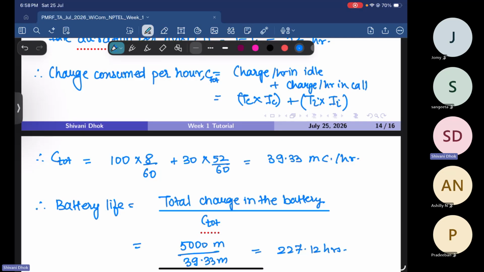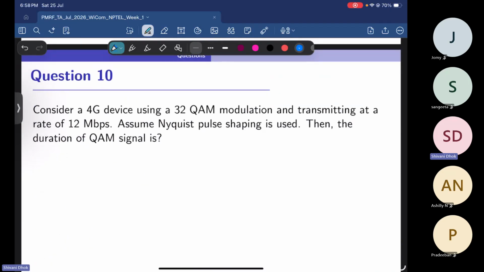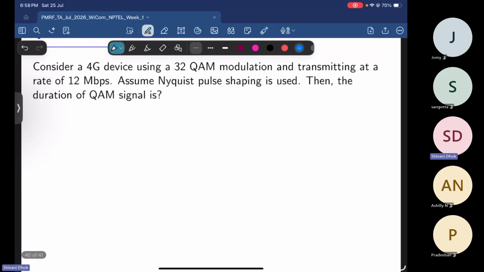Okay. If there are no questions, then let me move on to the last question that I have planned to cover today. It says: consider a 4G device using 32 QAM modulation transmitting at a rate of 12 Mbps. Assume Nyquist pulse shaping is used, then the duration of the QAM signal is. So it is asking what is the duration of one QAM signal.